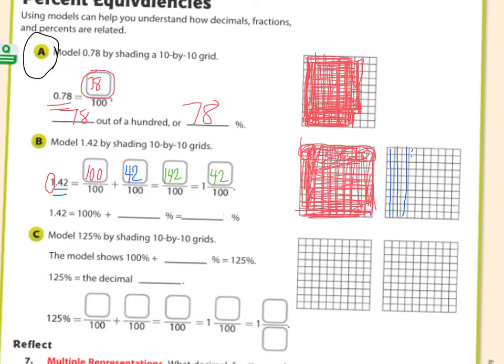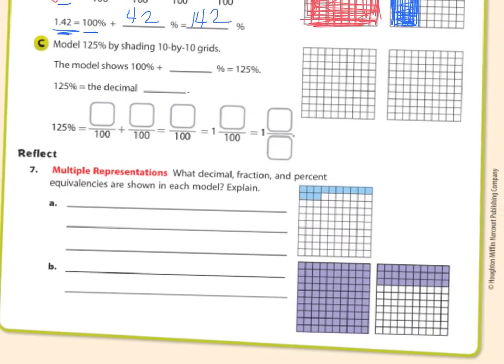Wait, what am I doing? 42. Wait. 10, 20, 30, 40, and then 1, 2. Okay, so 1 and 42 hundredths equals 100% plus 42%, which is 142%. Okay, C says model 125% by shading 10 by 10 grids.